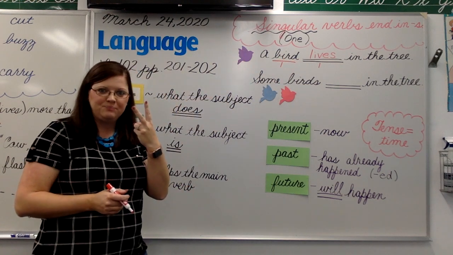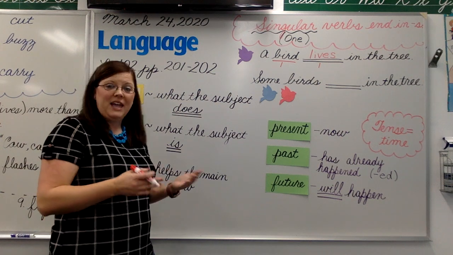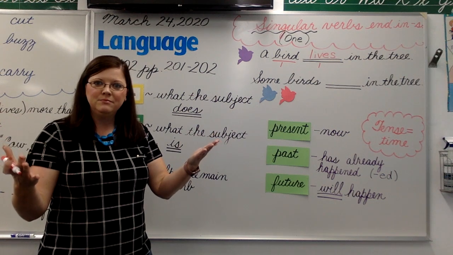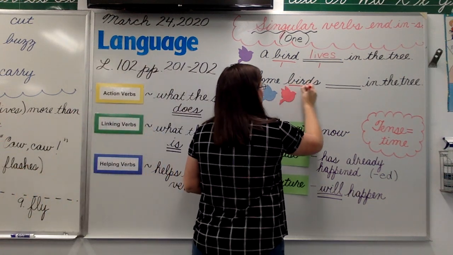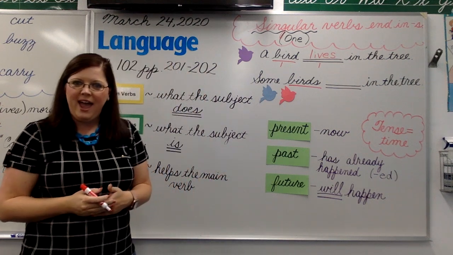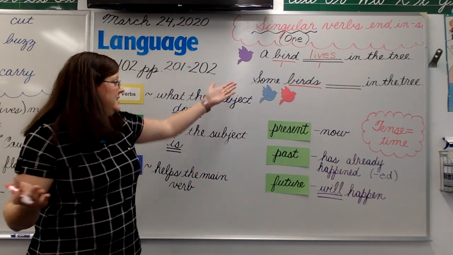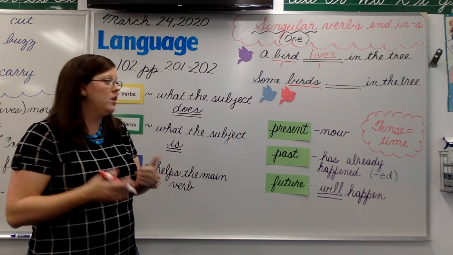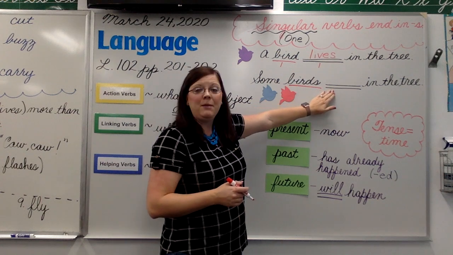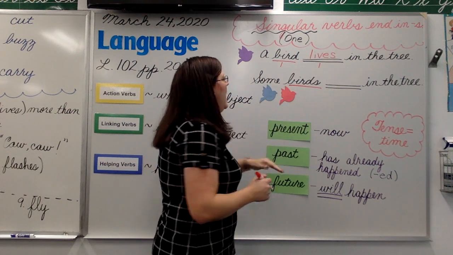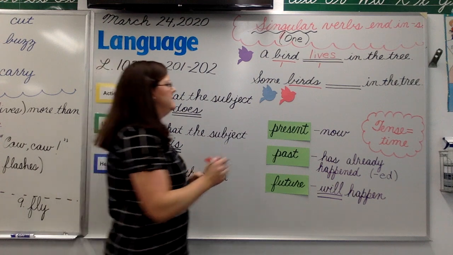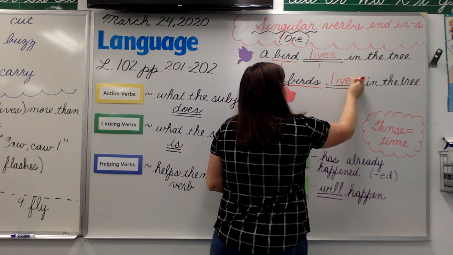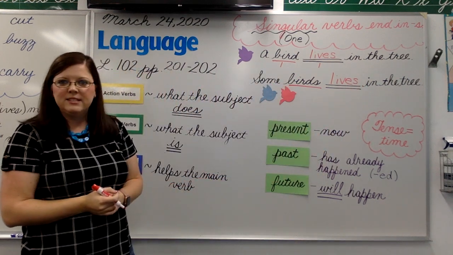You'll see the 2 birds there. Some birds blank in the tree. Who or what is the entire sentence about? Birds. Now, how many birds do we have? More than one. It says some. We don't know how many, but we know that that is a plural subject, more than one. So we need to have a plural verb here. Let's use the same one, lives, and see if that makes sense. Some birds lives in the tree?